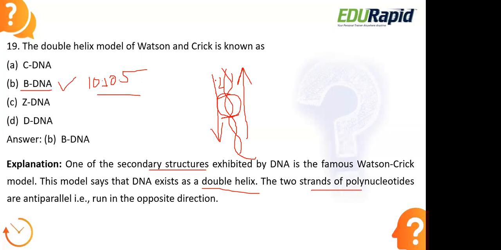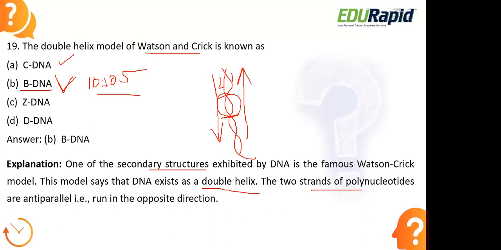Here the nucleotides are adenine, guanine, thymine, as well as cytosine. Also, bDNA contains a major as well as a minor groove, and the major groove is wider when compared with the minor groove. So it satisfies the double helix model given by Watson and Crick. But when we look at the rest of the options, cDNA.